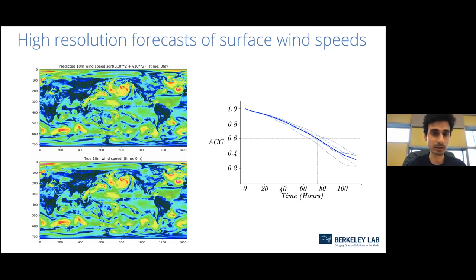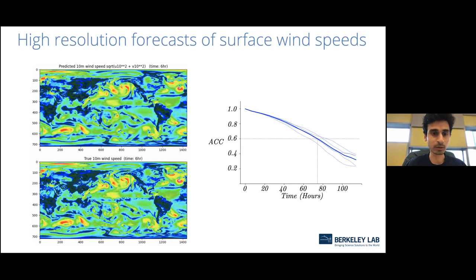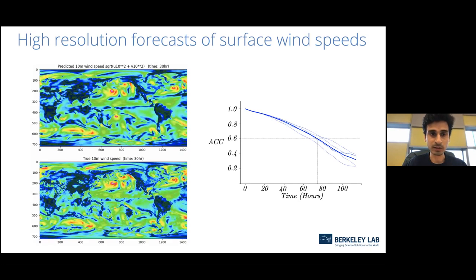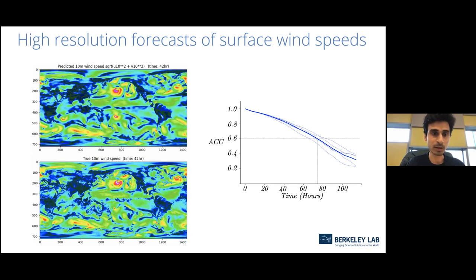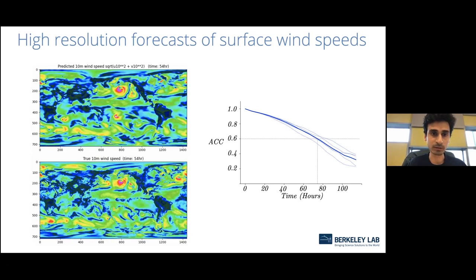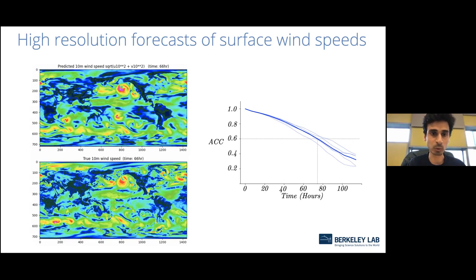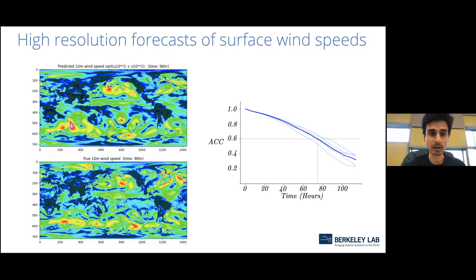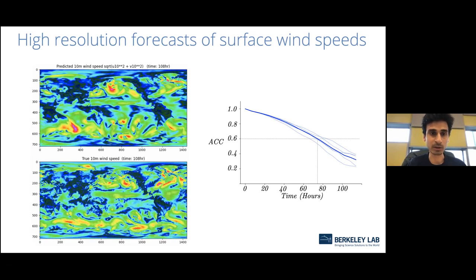Let me just play this video real quick, and you'll see that the large scale features are really well captured. Our model still misses a lot of the small scale features. If you zoom into smaller regions on the surface of the Earth, we still don't get as much accuracy as we would like.